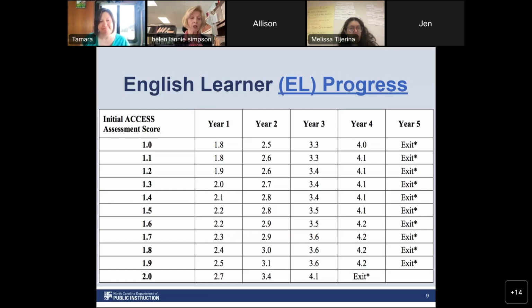And if you notice, if a student begins at a level 2 down here at the bottom, they have a shorter time frame in which to exit. Those students that score at level 2 actually have 5 total years in which to exit. And we have linked the entire EL progress value table here on the slide, and it also includes the business rules that go with it.